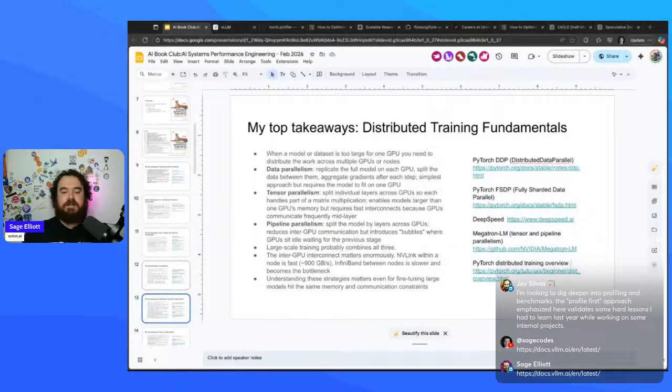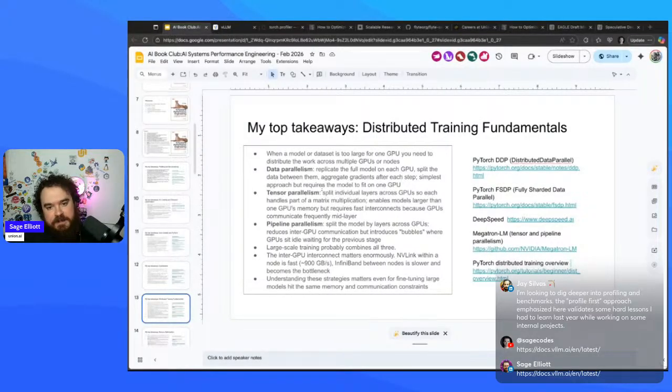And then distributed, how you want to think about it when you're doing stuff at scale. When a model or data set is too large for one GPU, you need to distribute it across multiple GPUs or nodes. There's data parallelism, where you replicate the full model on each GPU, but then you split the data between them and then aggregate the gradients between those models afterwards. Tensor parallelism, where you split the individual layers across GPUs, so each handles part of the matrix multiplication, and then you can combine those back. Pipeline parallelism, where you split the model by layers across the GPUs, and combine those back as well.